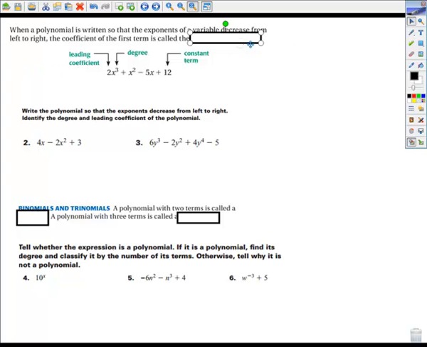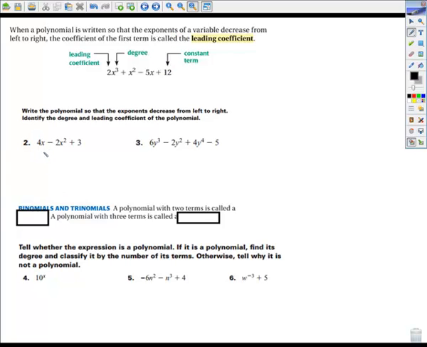Next, when a polynomial is written so that the exponents of the variable decrease from left to right, the coefficient of the first term is called the leading coefficient. And here's a little diagram. We've put this in order from left to right. So the leading coefficient is 2. The highest degree in this polynomial is 3, so it's the degree of the polynomial. And 12 is the constant term.